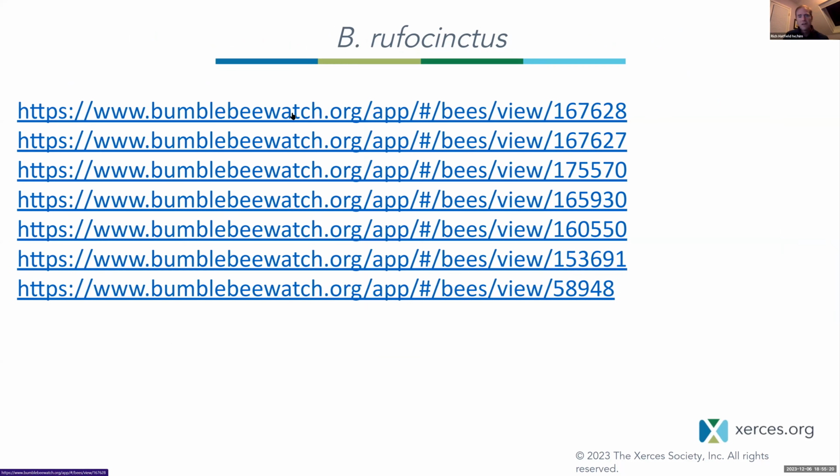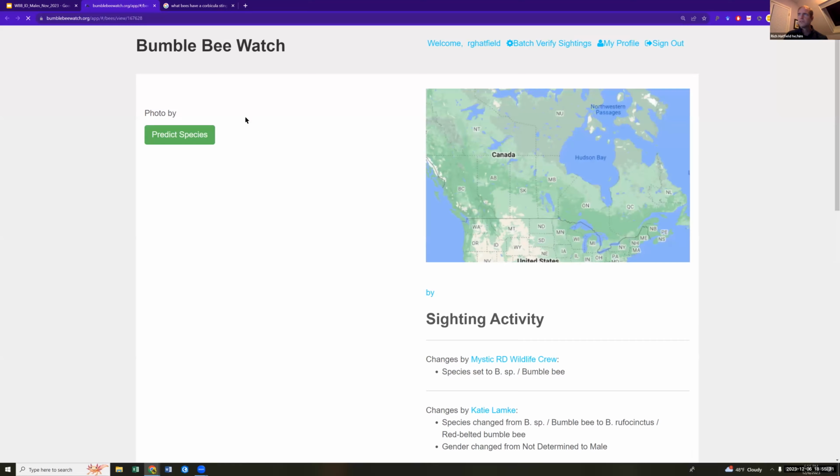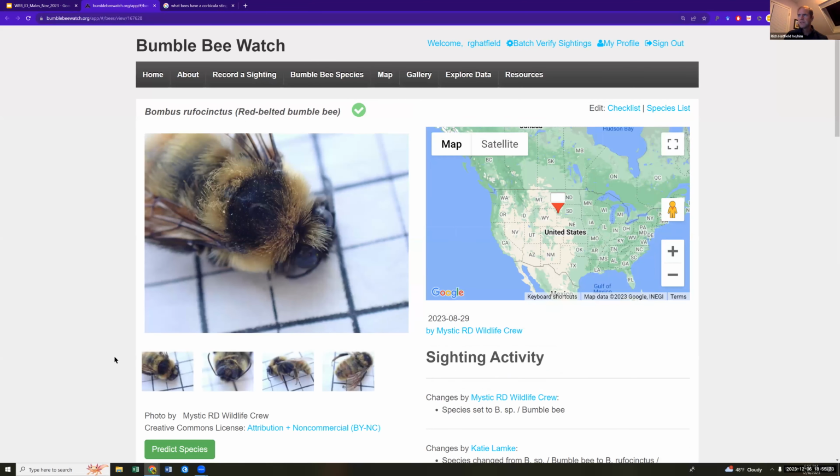So instead of having one photo or two photos to show you, I just put a bunch of Bumblebee Watch observations here that I thought we would just pop over and take a look at, so that you can see what rufocinctus eyes look like in combination with some other characters.